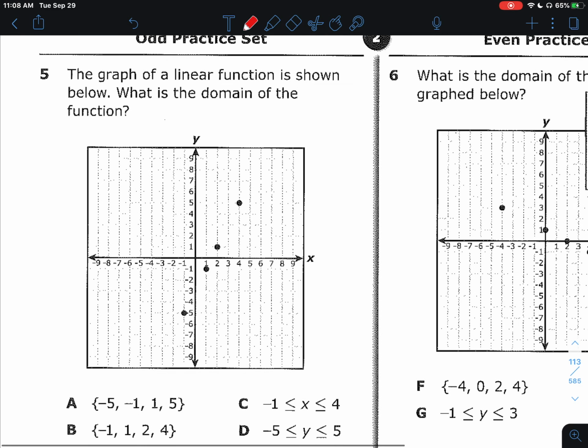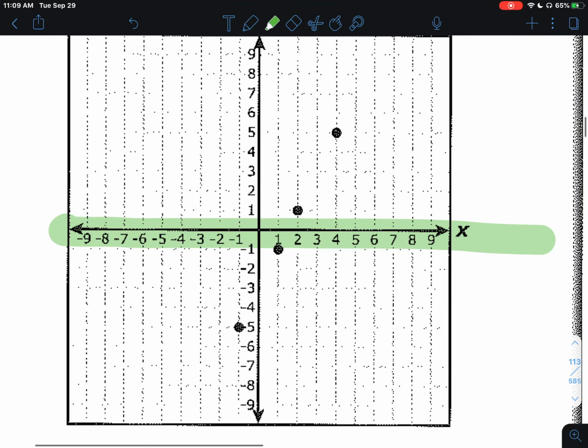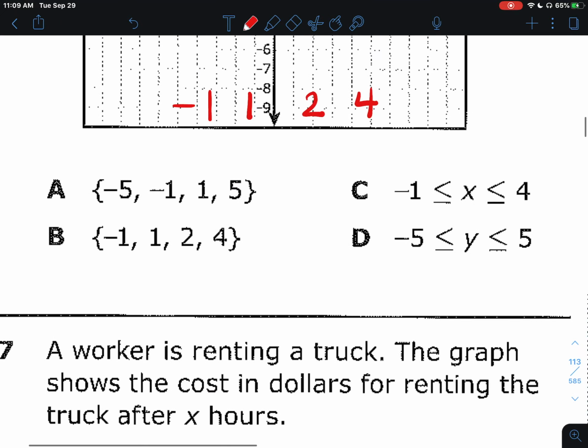Okay, next one. Number 5. The graph of a linear function is shown below. What is the domain? So domain is my x values. So let's go ahead and look at these. I'm going to grab my pen, and for every point, I'm just going to match it up to where it touches my x-axis. And that's -1, +1, +2, +4. Let's see if anything matches that.